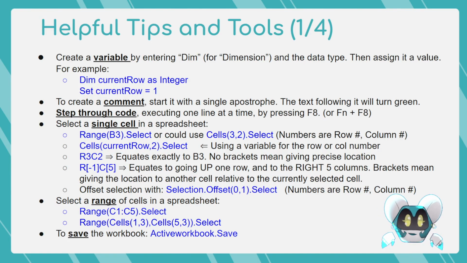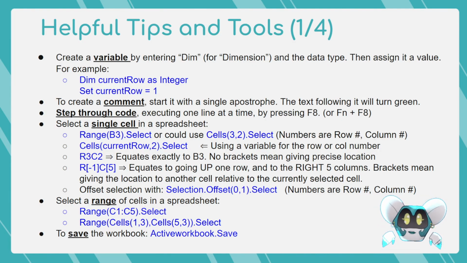You can make comments in your code by using an apostrophe, and then you'll see all of the text after it turn green. That's helpful if you want to keep some code, but you don't want it to execute. You can comment it out just by adding an apostrophe at the beginning. You can step through your code to execute it one line at a time by pressing F8. Sometimes if you're working on a laptop, you may have to press Fn and F8 together.